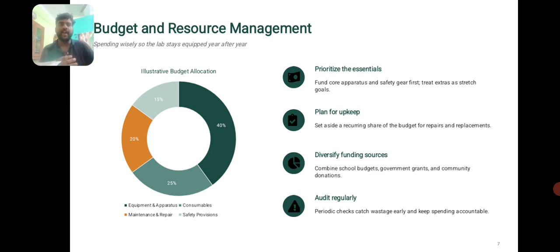And next, plan for upkeep. Plan for upkeep means save a portion of the budget for regular maintenance and broken parts. Gather funds from different places, like school funds, government funds, or donations, and do regular audits to check for waste and stay accountable.